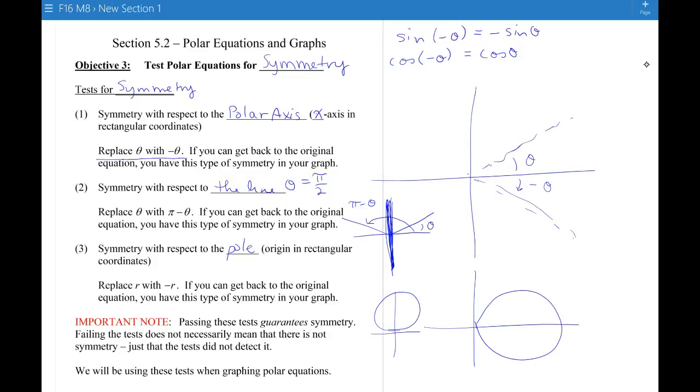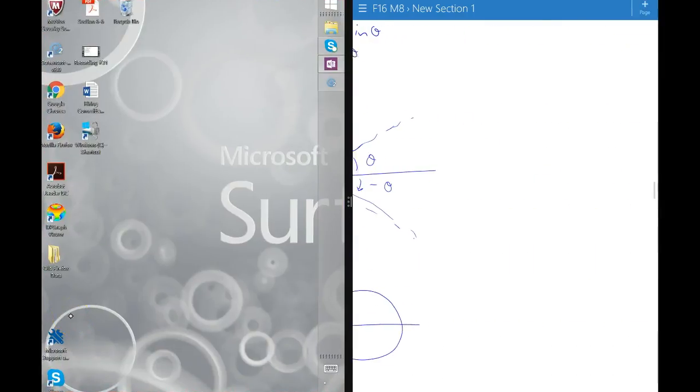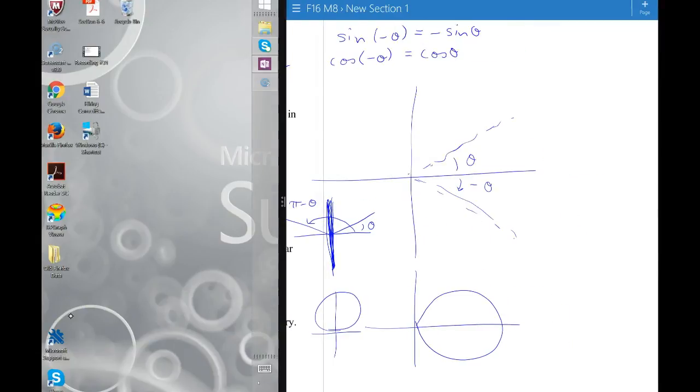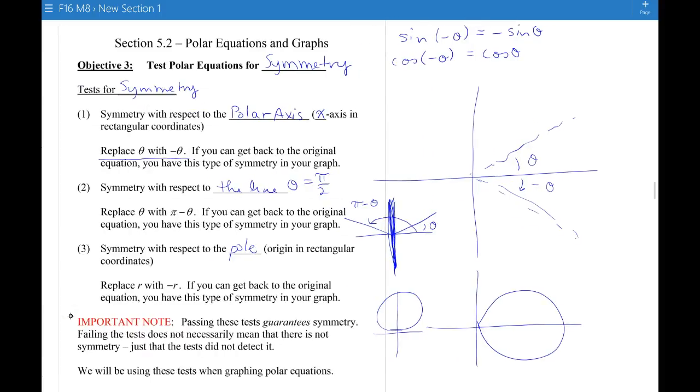This is an important note and kind of subtle, but we're to the point of learning about subtle things now. So here's the note. If you pass one of these tests, it guarantees that you have symmetry. So yes means symmetry. Unfortunately, failing the test doesn't necessarily mean there is not that kind of symmetry, just that the test didn't find it. So yes means symmetry, no means I don't know.